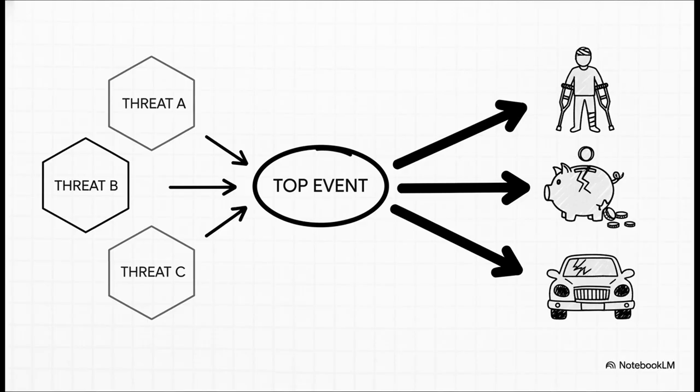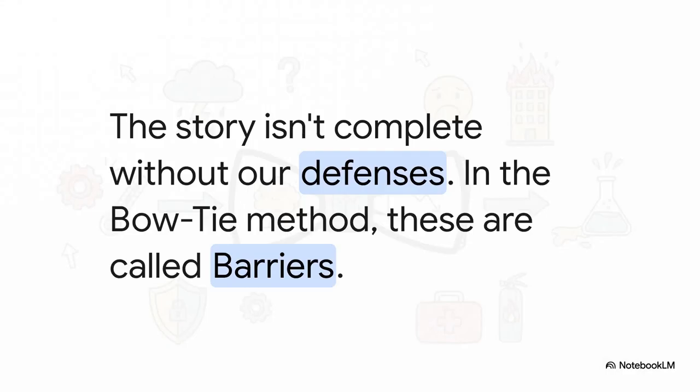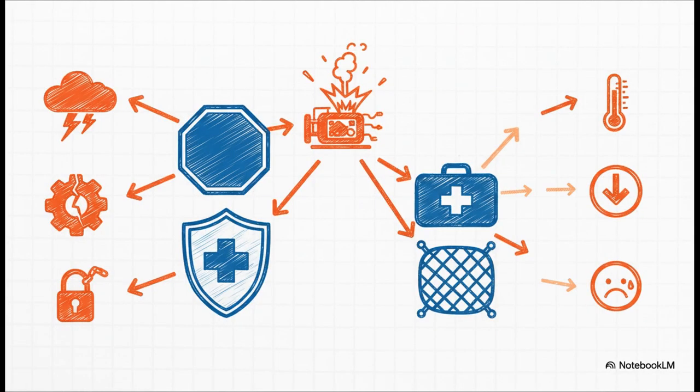But wait, the story's not complete. Something's missing. What are we actually doing about all this? This is where the most critical part comes in. We add our defenses, and in the language of this method, they're called barriers. These are all the controls we put in place to manage this risk. And boom, here's the full picture.